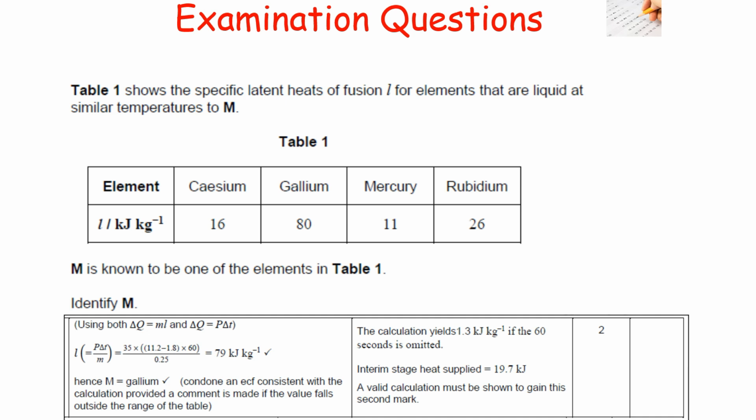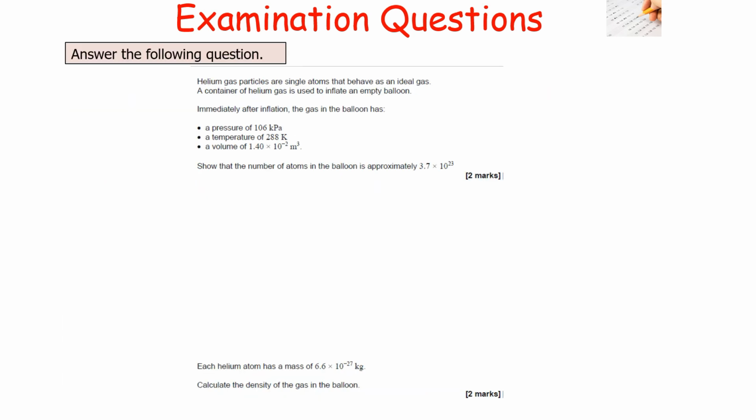Now it's important to know, what's that close to? It's going to be gallium. And why is it slightly different? Well, there's going to be inaccuracies in the investigation, so it's not going to be exactly 80. Let's have a look at our next question.